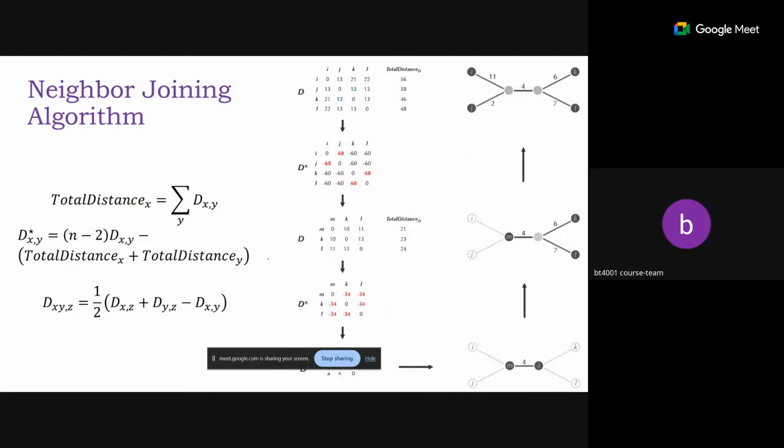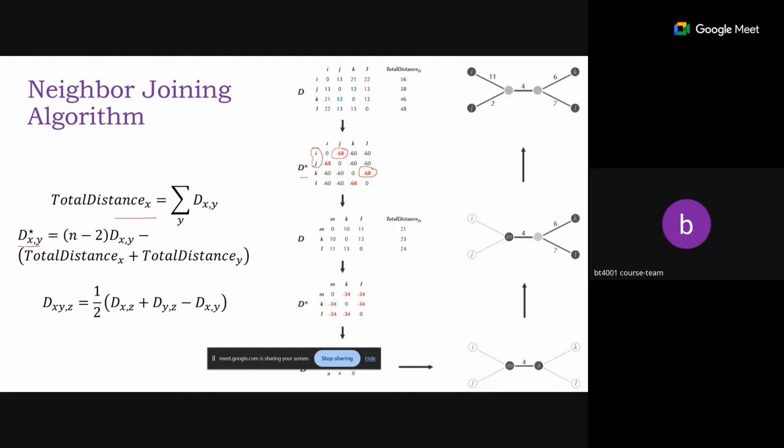For the neighbor joining algorithm, we compute the total distance, then we compute the D star matrix. Once we compute the D star matrix, we choose the cherry with the minimum value. There can be multiples. If there are multiples, we choose anyone at random, but it should have the minimum value in the D star matrix. Okay, so we choose that one and we merge them into one particular cherry.